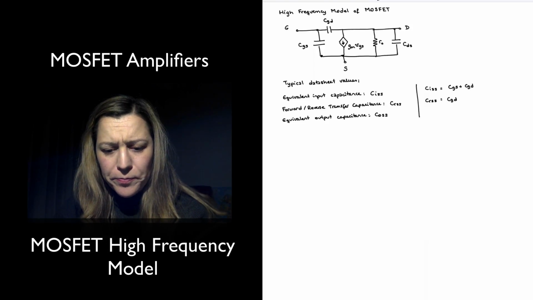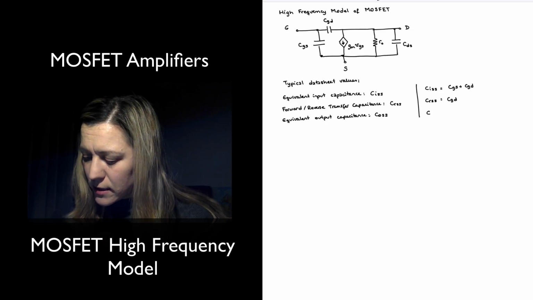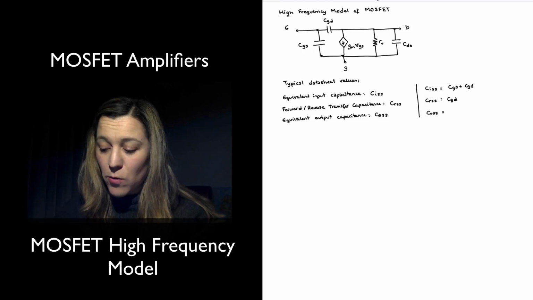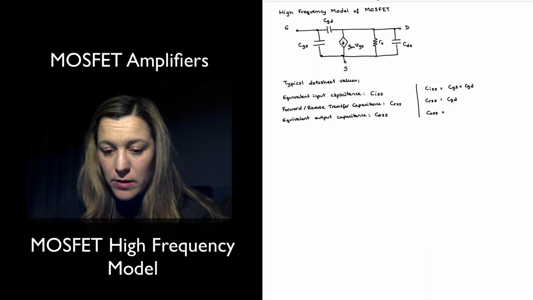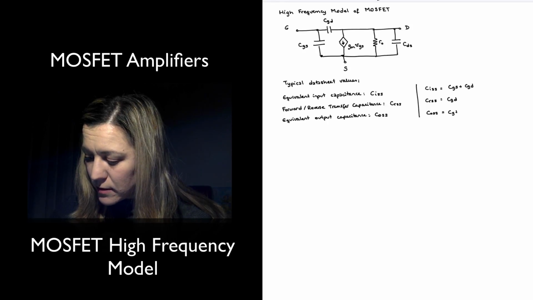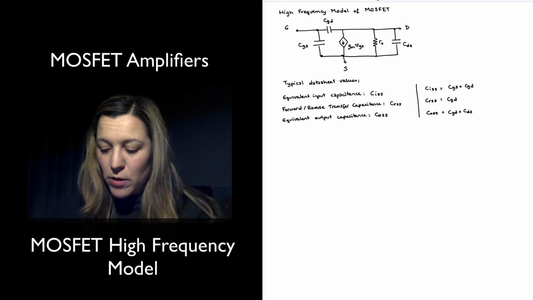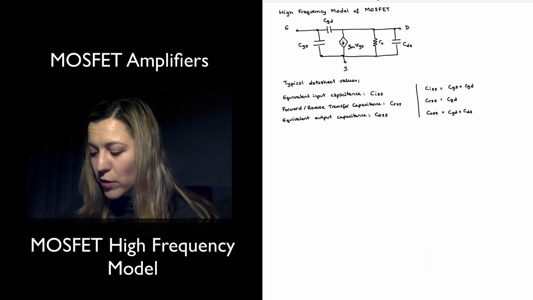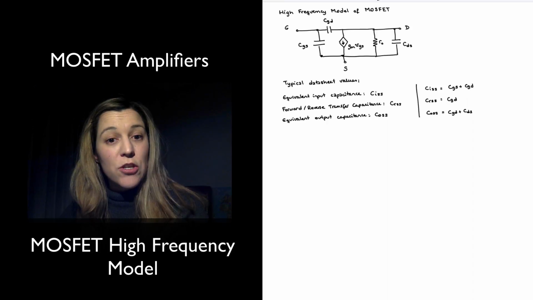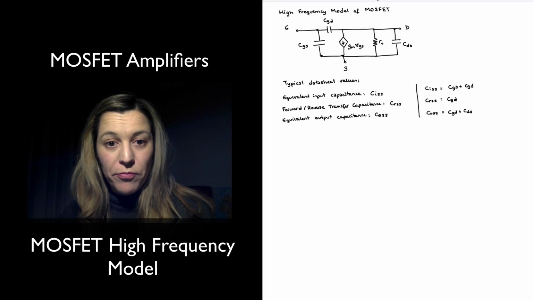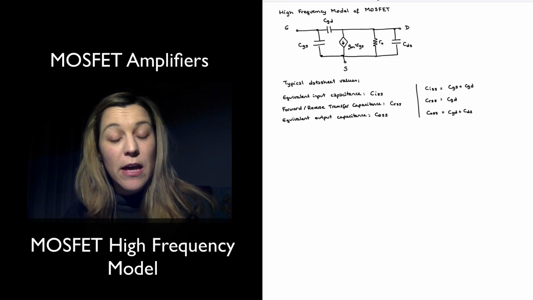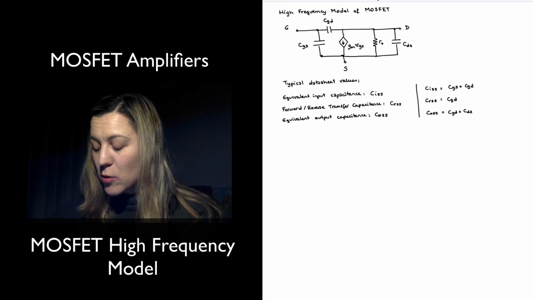And COSS, likewise, is CGD plus CDS. Basically, the two capacitances that can be seen from the drain terminal. As you can see, this nomenclature assumes a common source configuration, one where the input is taken at the gate and the output is taken at the drain. But that's the nomenclature that is used.